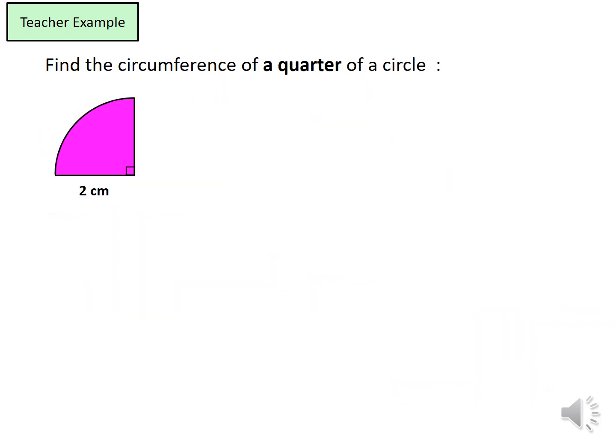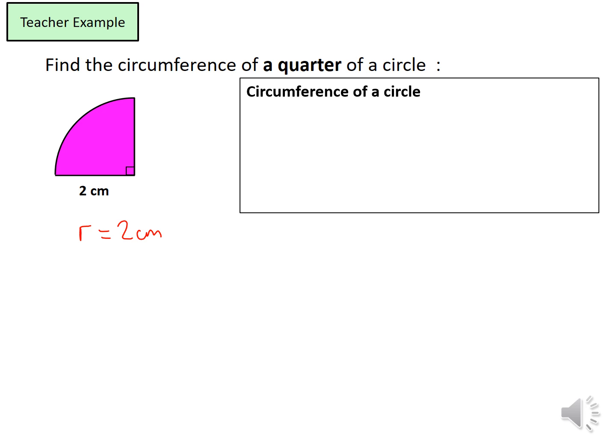Okay, we need to find the circumference of a quarter of a circle. What is already given to us, which is the radius. The radius is 2 centimeters. Again, we need to use the circumference of a full circle. The formula for the circumference of a full circle is circumference equals pi times the diameter. The diameter is 2 times the radius. So the radius here is 2 times 2. So the diameter must be 4 centimeters.